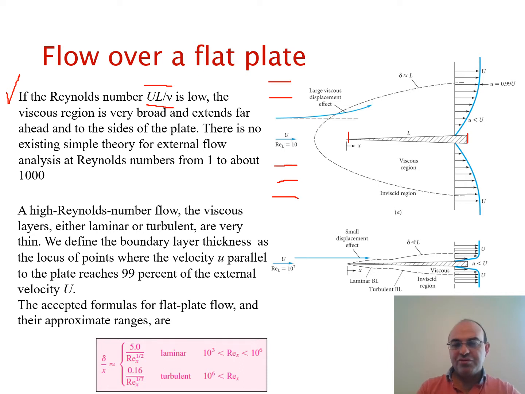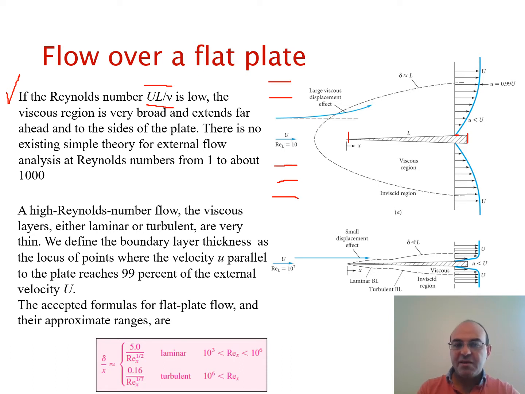But as soon as it approaches the flat plate, because on the surface of the flat plate the velocity is zero, the no-slip boundary condition, the flow velocity is zero on the surface of the plate. So the viscous effects emerge. Now the question is how far the viscous effects are present in the flow. So here is the discussion. The viscous region is very broad if the Reynolds number is low and extends far ahead and to the sides of the plate.